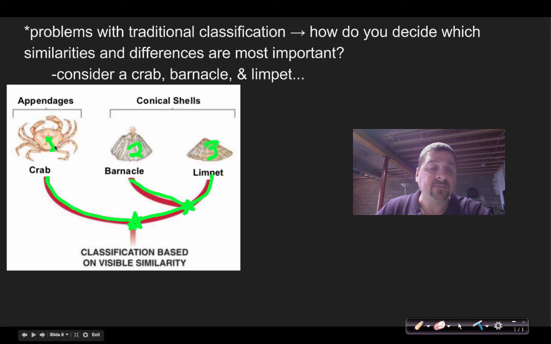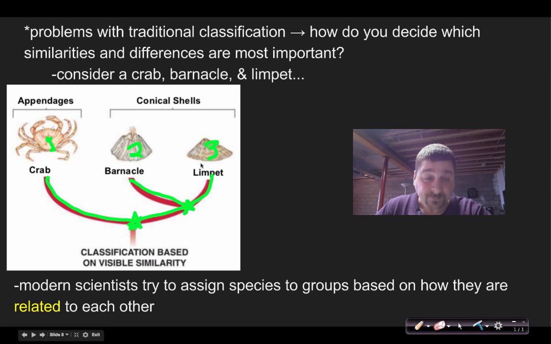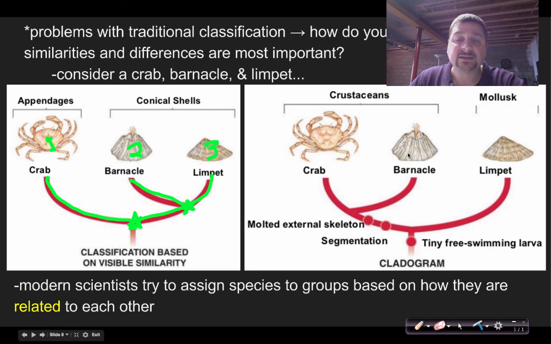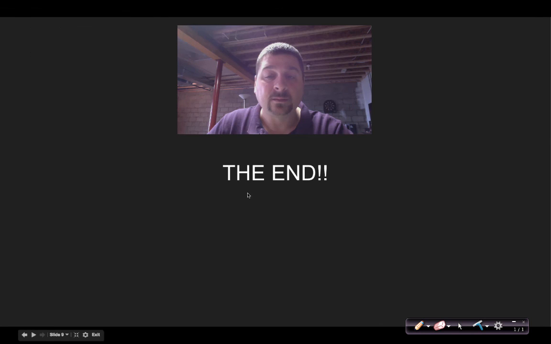So that shared a more distant common ancestor than the barnacle and limpet. Okay, this was based on visible similarities. But now, when we look at how they relate to each other, and we'll get into this later in the chapter, when you start doing DNA analysis and start looking at some of their proteins and some other characteristics that they didn't look at back then, you might come up with this type of classification scheme, where the barnacle and the crab actually share more characteristics than just the shell or outer skeleton, more than the limpet. Both the crab and the barnacle molt their external skeletons, where the limpet just keeps building a bigger and bigger shell. Okay, all of them have tiny free-swimming larvae, but then you start to get into segmentation and molting their external shell. So that's a big difference that would actually tell us that the crab and the barnacle are more closely related than the limpet. Okay, this is the end of section 1.